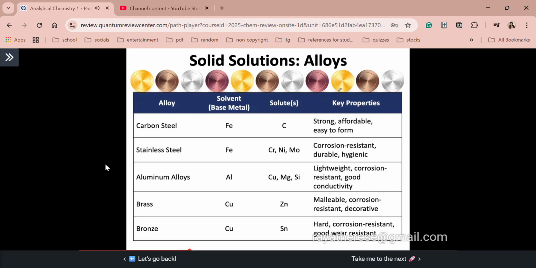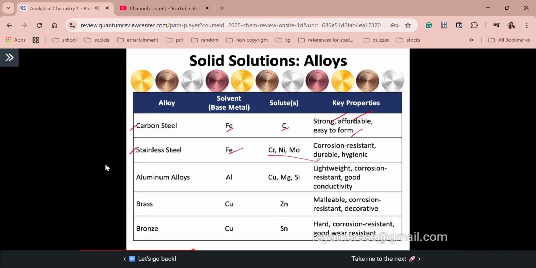Additional info lang to guys on the top 5 alloys. Ito ang top 5 na most commonly used alloys in industries. So, nangunguna na class dito ang carbon steel. Very known na siya ngayon. Dati kasi stainless steel ang common eh. Ito yung universal alloy, yung stainless steel. Pero class, ang carbon steel, it is now gaining popularity because of its strength, affordability, and easy to form. So, it's composed of iron, your base metal, and carbon.